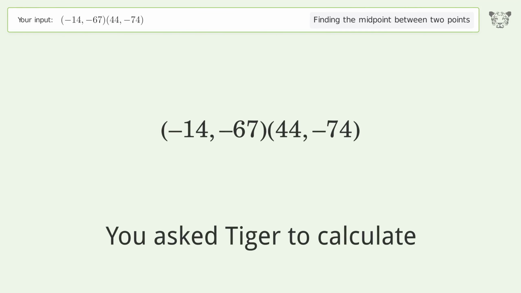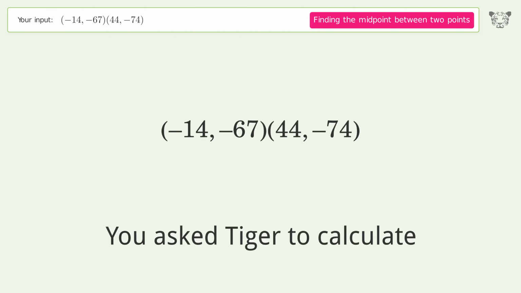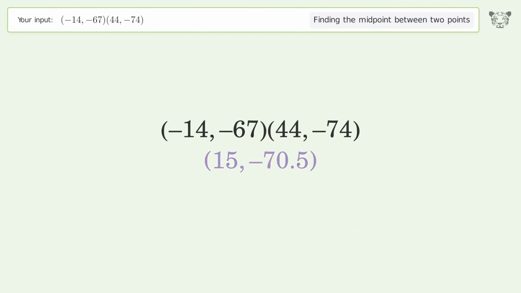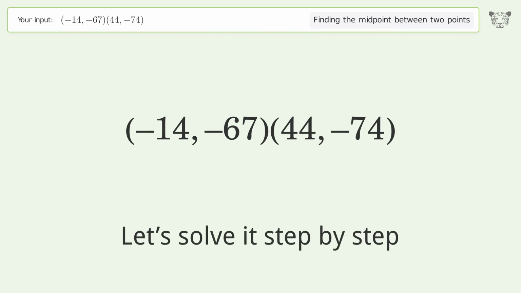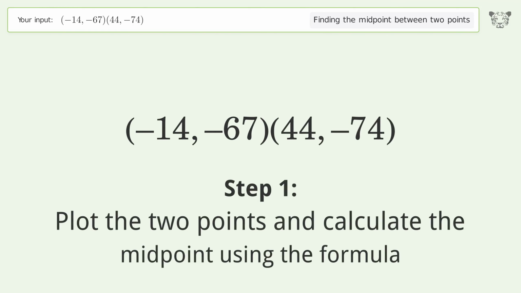You ask Tiger to calculate. This deals with finding the midpoint between 2 points. The midpoint between the 2 points is 15, negative 70.5. Let's solve it step by step. Plot the 2 points and calculate the midpoint using the formula.